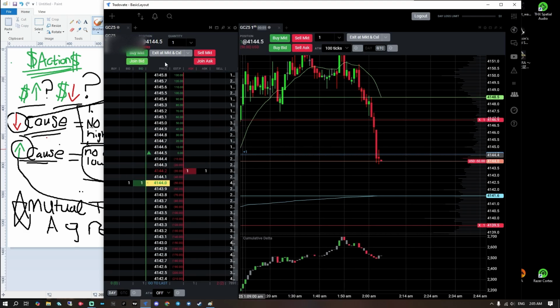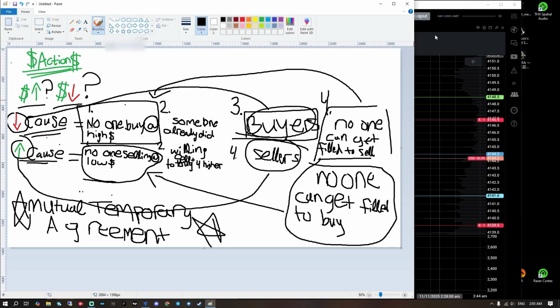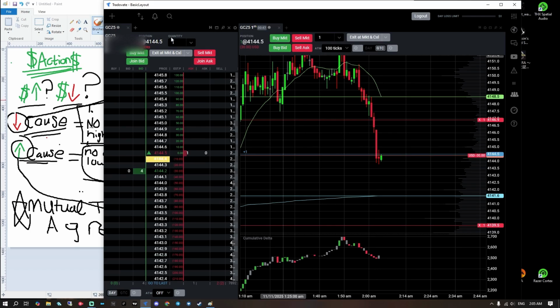But let's see what happens. People have to fill in the sell orders for the price to go up. The price will go down if no one's willing to buy at the current price. But as long as people are willing to buy at the current price, then the price will go up. Okay, so let's watch this trade out for a little bit, guys.